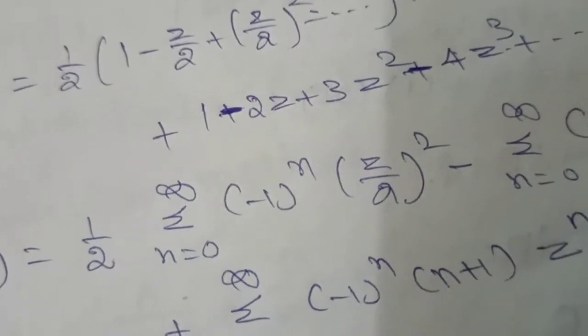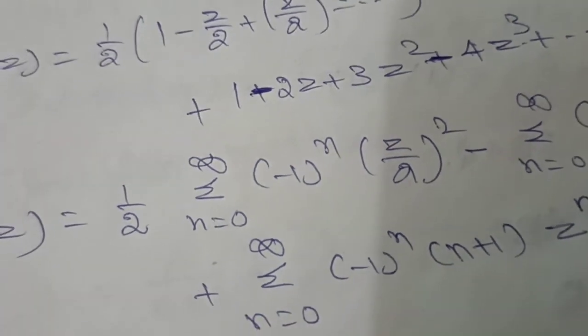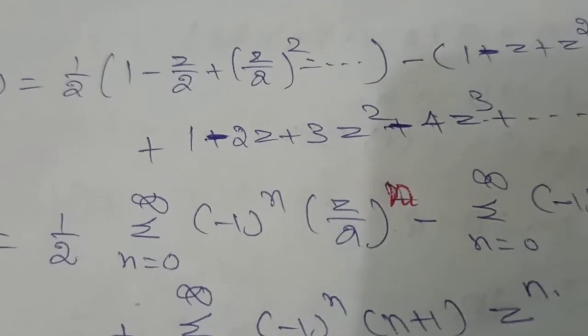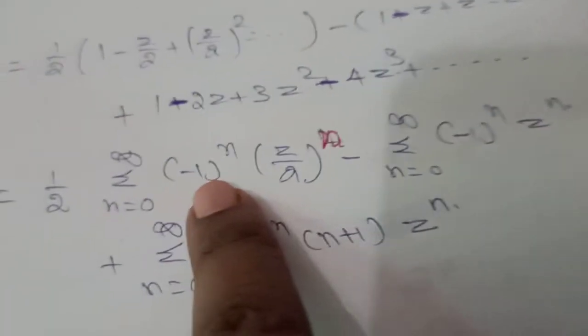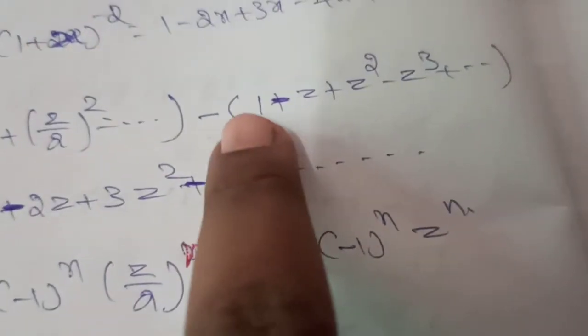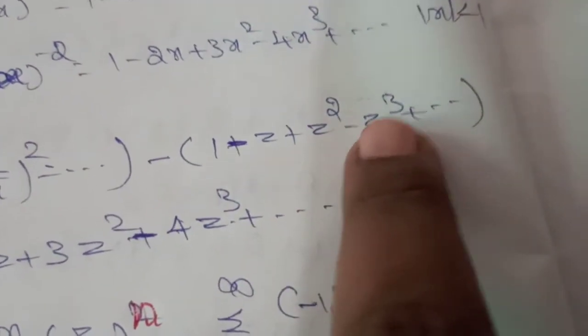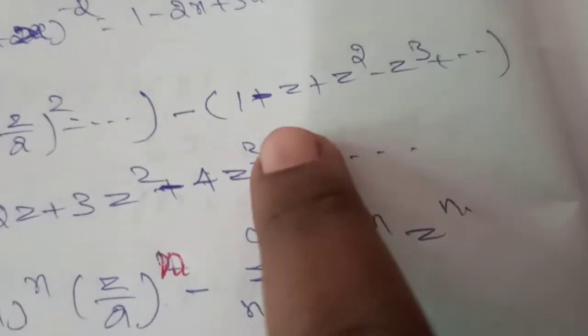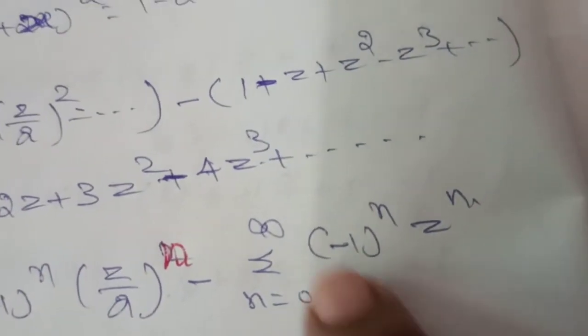Okay, a correction here: not square here. So (-1)^n times (z/2)^n. Now we go to this term, minus of (1 minus z plus z square minus z cube). So we write the sum of the series, summation of n equal to 0 to infinity.